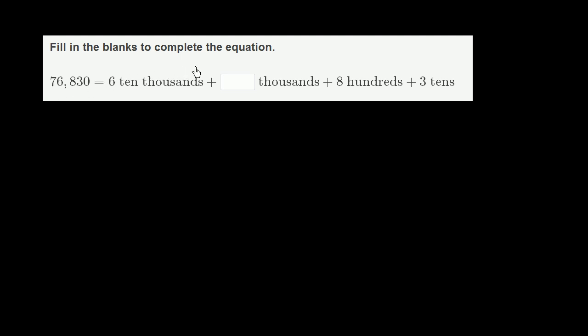Fill in the blanks to complete the equation. So they have 76,830 is equal to 6 10,000s plus blank thousands plus 800s plus 3 tens.